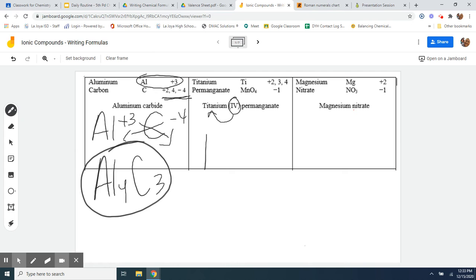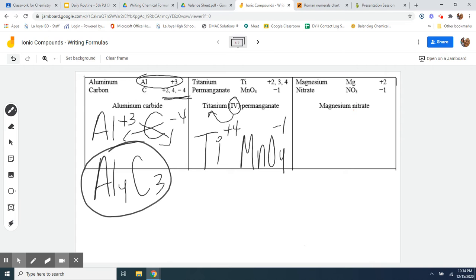So when I write Ti, because the symbol is right here, I know that the charge for this guy is going to be a +4. Permanganate, there's only one charge. It's a -1. Step 1 is done. I have written the symbol and the charge for each of my elements or my polys.